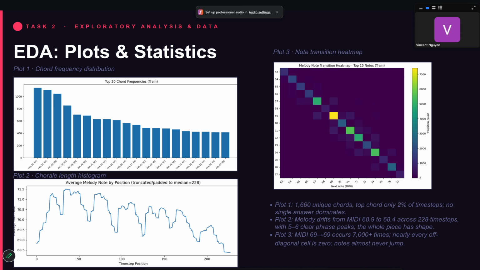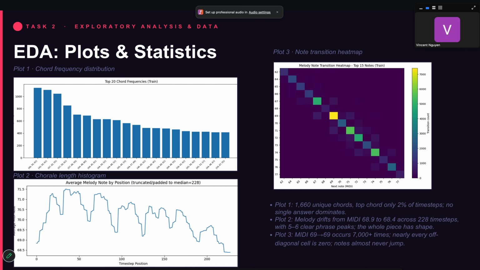For the EDA, we have more plots in the notebook, but the top 3 are the chord frequency distribution at the top left, the length histogram at the bottom left, and finally the note transition heat map. A couple of things to note about these plots: for plot 1, there are more than 1,000 unique chords, but the top chords are only 2% of the time steps. So there isn't a single chord that dominates, and we couldn't really go with the most common chord for prediction. We wouldn't have a valid prediction.